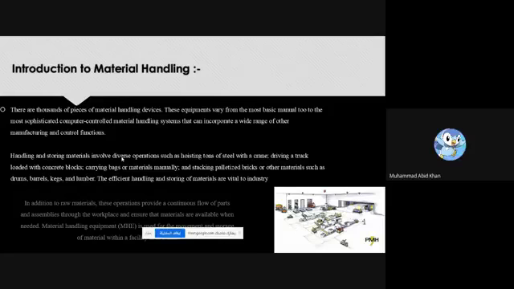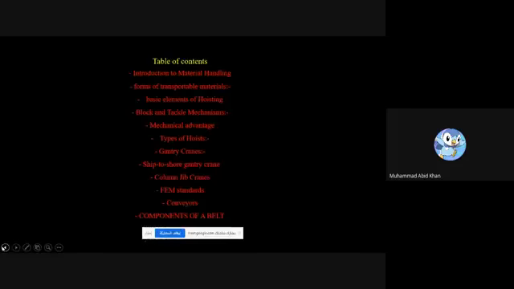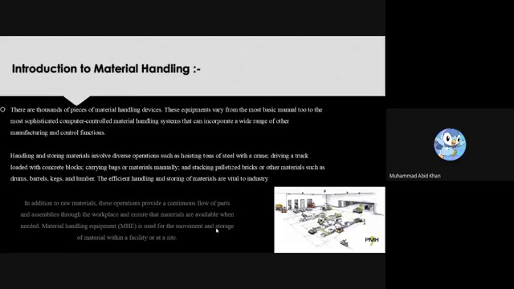Can you show me your table of contents, please? Okay, just read this one. Table of contents: introduction to material handling, forms of transporting materials, basic elements of hoisting, block and tackle machines, types of hoists, overhead and shore gantry cranes, crane jobs, FEM standards and configurations, and the last one is conditions of belts. Okay, go to your introduction part.